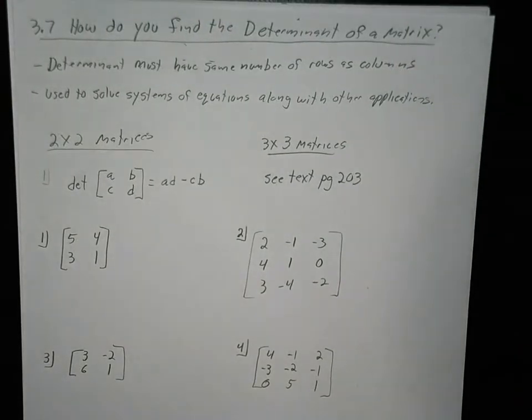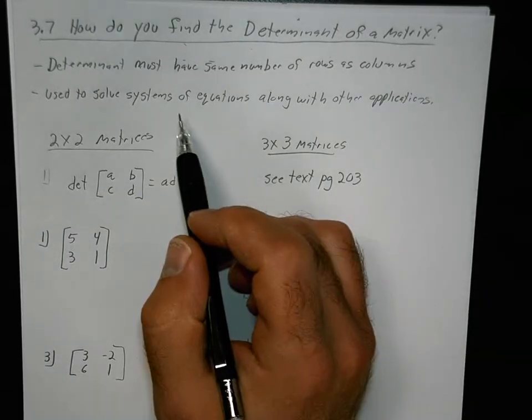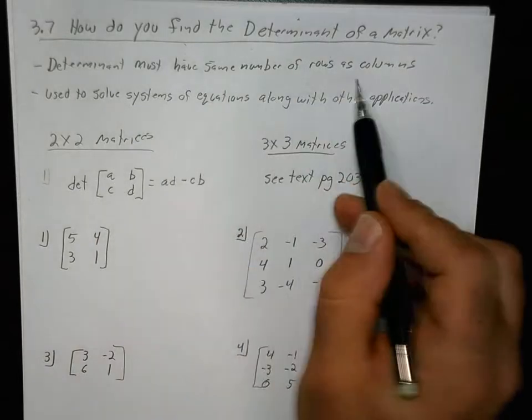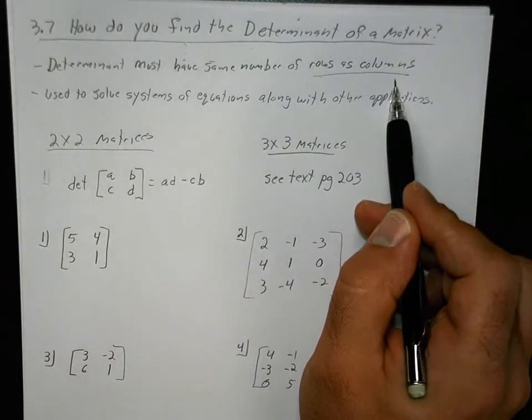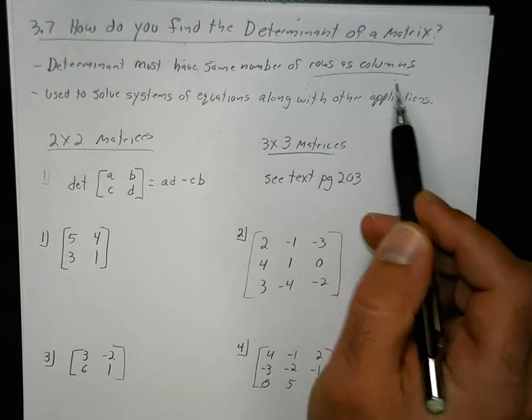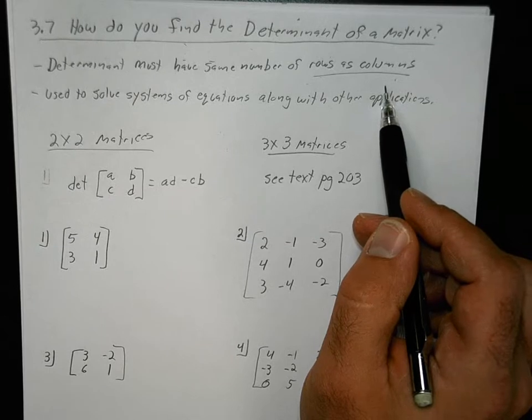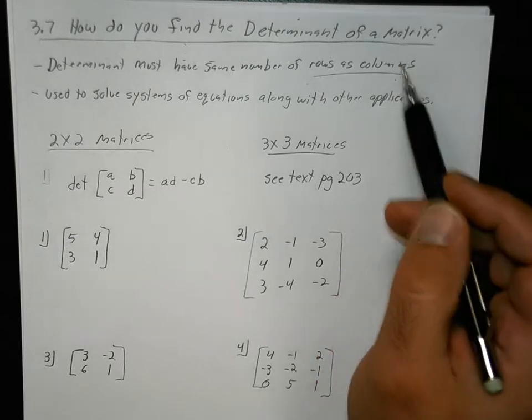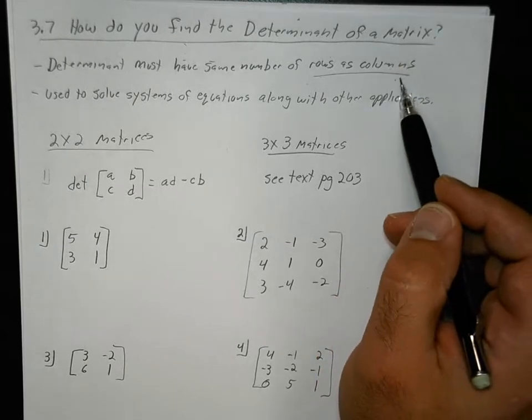Okay, we're going to look at section 3.7 and find out how do you find the determinant of a matrix. In order to find the determinant of a matrix, we need to have the same number of rows as columns in the matrix. So basically, they need to be square matrices. And a determinant is just a number, a number determined by the matrix. You'll see how we find that.